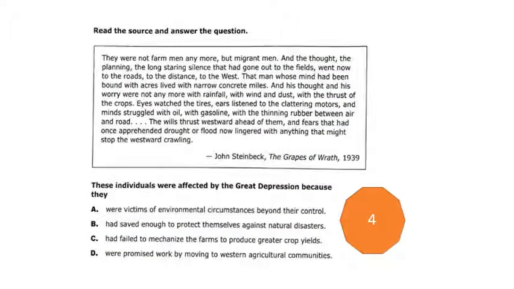All right, read the source and answer the question. So we're going to read, this is John Steinbeck. I mentioned him, one of the great American novelists, writing about the Grapes of Wrath. And we have a year, 1939. They were not farm men anymore, but migrant men. And the thought, the planning, the long staring silence that had gone out to the fields went now to the roads, to the distance, to the west. That man whose mind had been bound with acres lived with narrow concrete miles.